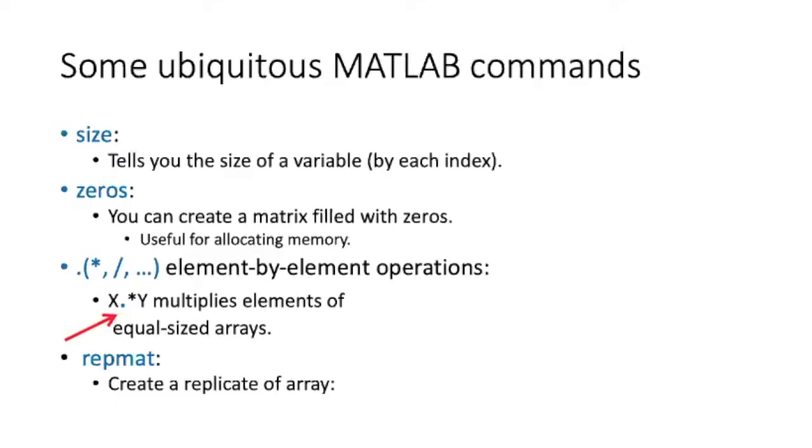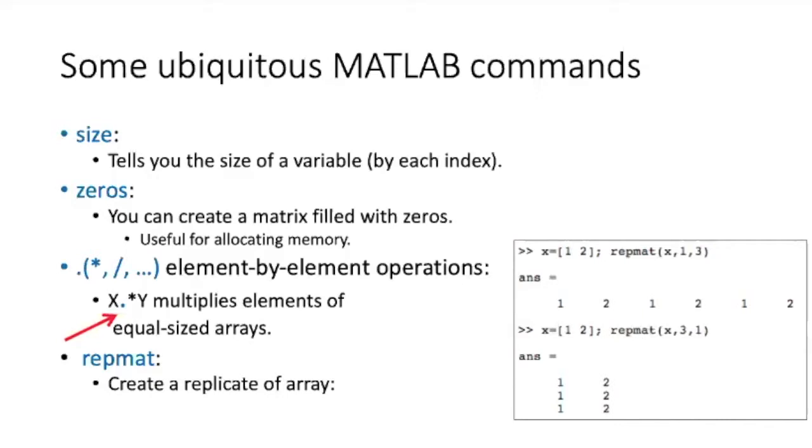If you have these replicates of an array, here's a code snippet. If you have the vector x, 1, 2, what you want to replicate is the first input to repmat. The second is the number of rows you want it to be replicated, and the third input is the number of columns. So if you have repmat x 1, 3, you have 1, 2, and then 1, 2 for a second time, 1, 2 for a third time. If you switch their order, now your vector 1, 2 will have 3 rows.